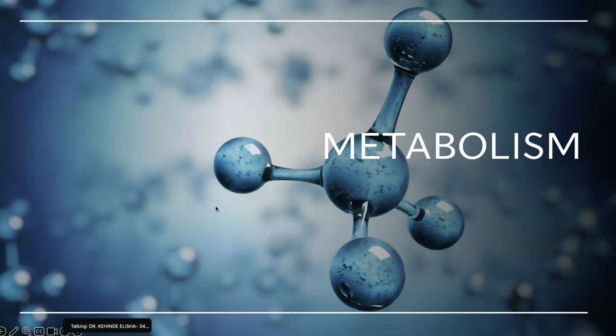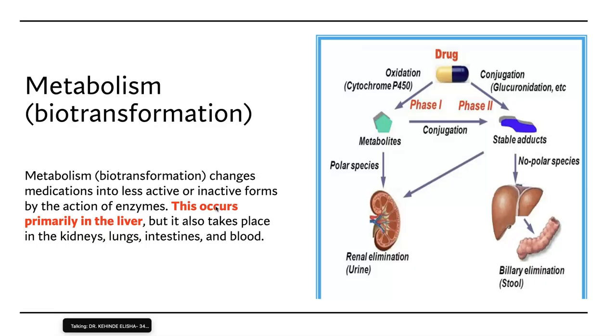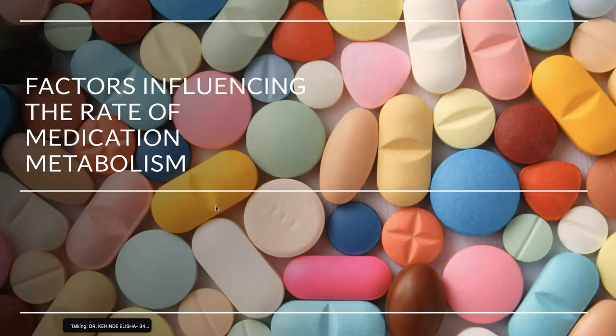The next process, which is the third process, is the metabolism. Metabolism is what? Biotransformation changes medication into what? Less active or inactive forms by the action of enzymes. This occurs mainly in the liver, but it also takes place in the kidneys, lungs, and tissues in the blood. So metabolism, simply put, is a breakdown. How does it happen now? It happens in the liver.